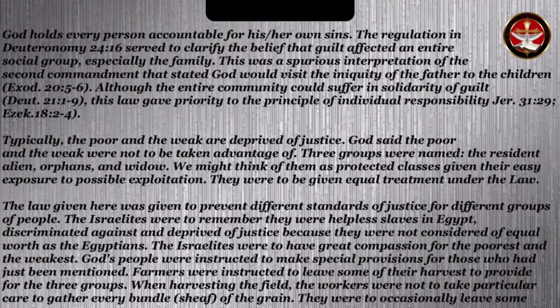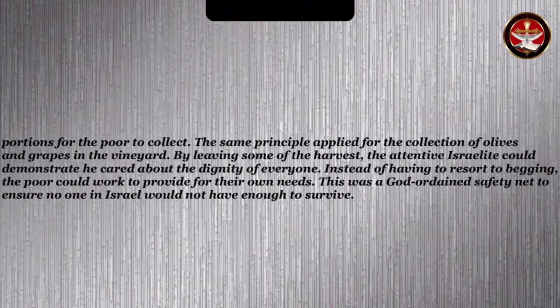God's people were instructed to make special provisions for those who had just been mentioned. Farmers were instructed to leave some of their harvest to provide for the three groups. When harvesting the field, the workers were not to take particular care to gather every bundle, sheaf, of the grain. They were to occasionally leave some portions for the poor to collect. The same principle applied for the collection of olives and grapes in the vineyard.